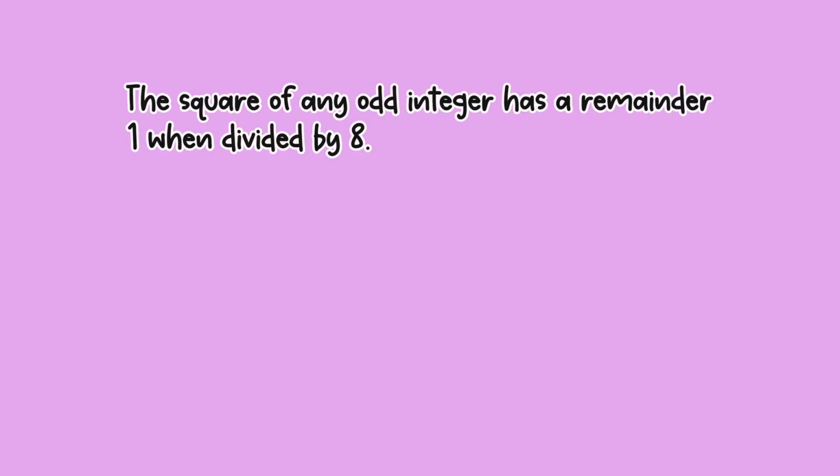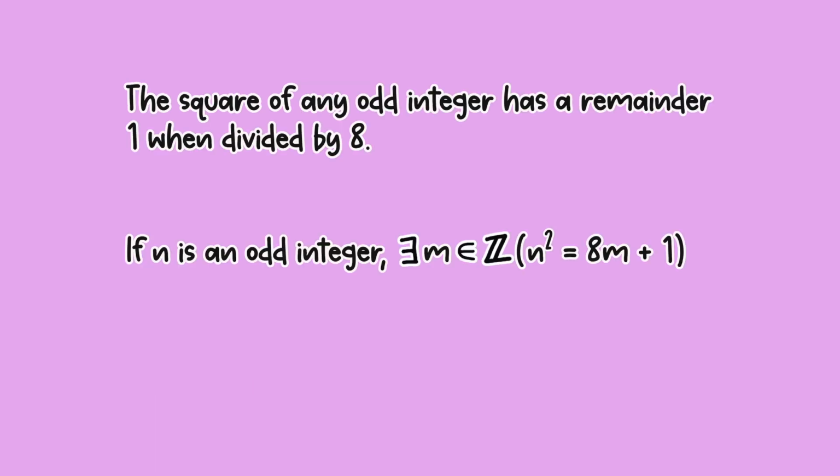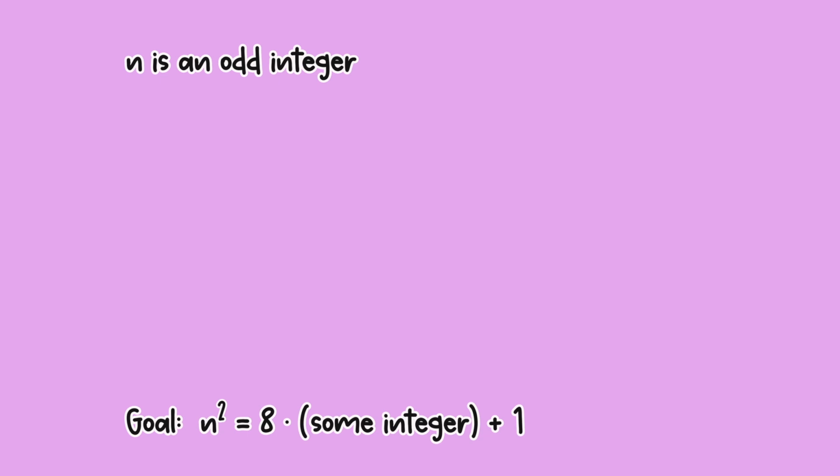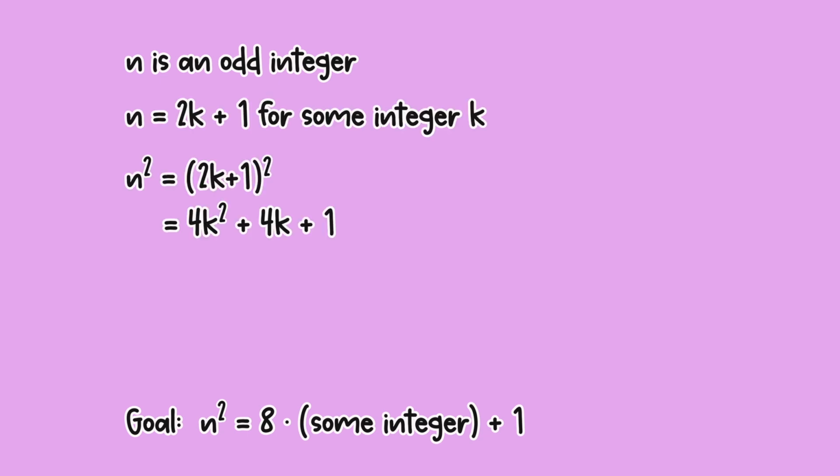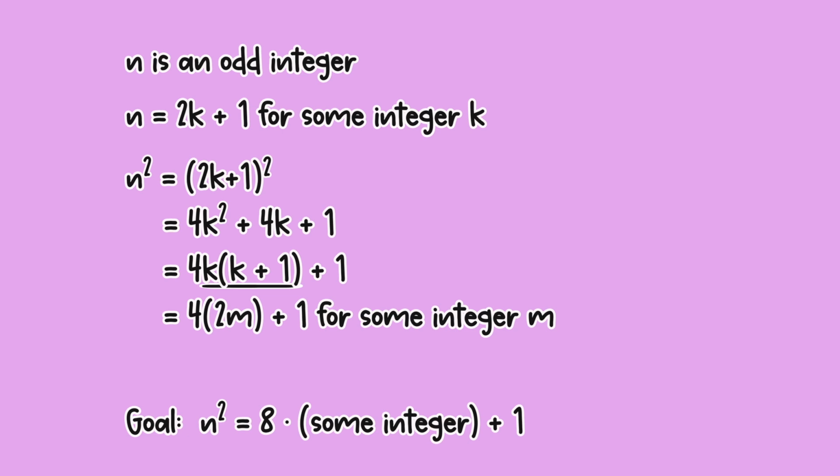Let's try a slightly harder example. We will reformulate this into a formal conditional statement, taking note of the hypothesis and the conclusion. As usual, we'll unpack what the term odd means, and square this to get closer to the goal. These expressions are getting more similar, so maybe we need to manipulate the front. Does this expression look familiar? It is the product of two consecutive integers, which we have proven to be even. With this information, we can write n squared in the form 8 times an integer plus 1.